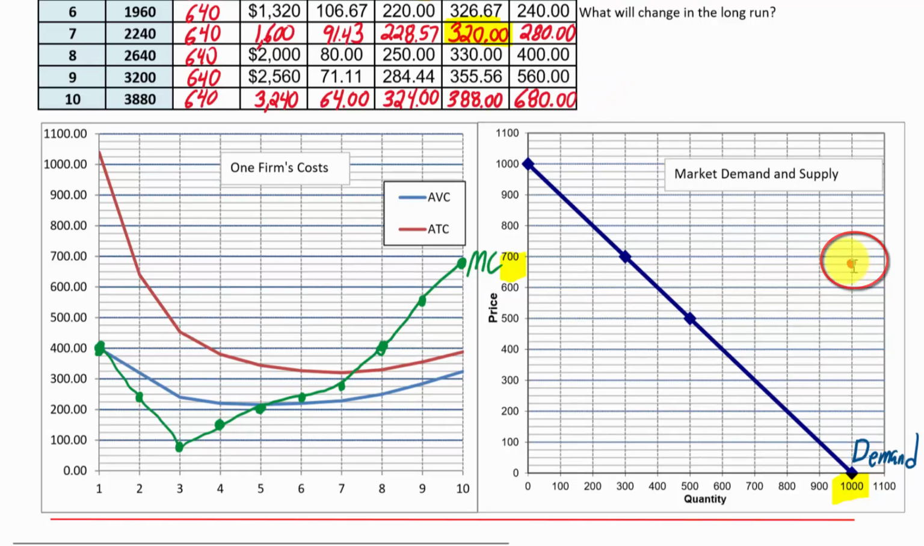But what if the price got below $680? Well, each firm would not want to produce 10 units anymore, but as long as the price was $560 or higher, then each little firm would want to produce 9 units. So another point we can put on the market supply curve is at a price of $560, 560 would be over here. So 900 and 560, right about there. Okay, so we've got 2 points on our market supply curve, and we just keep on going.